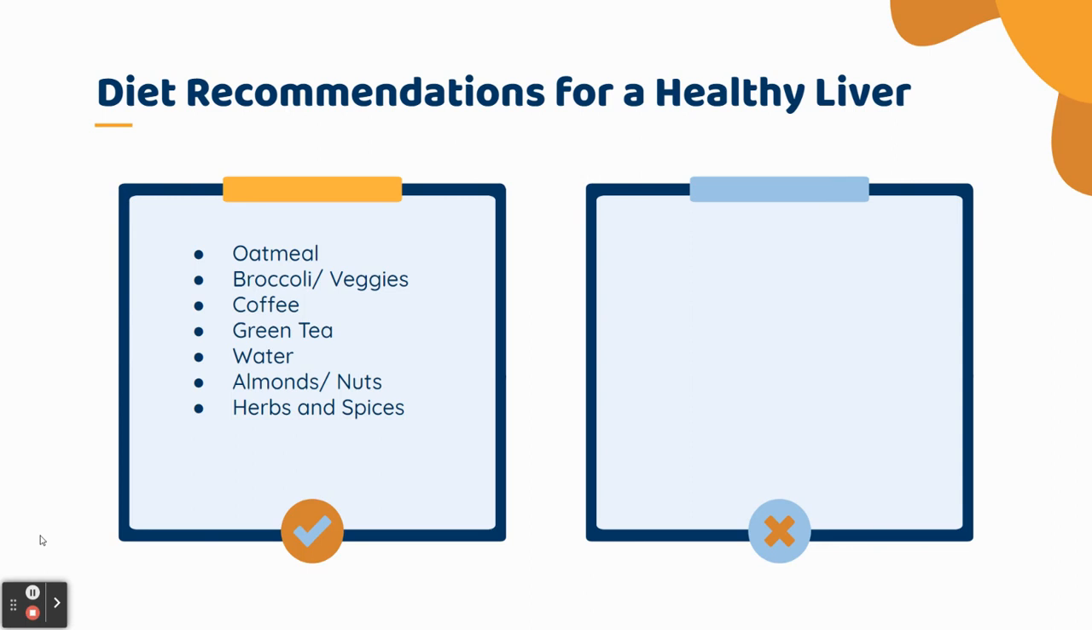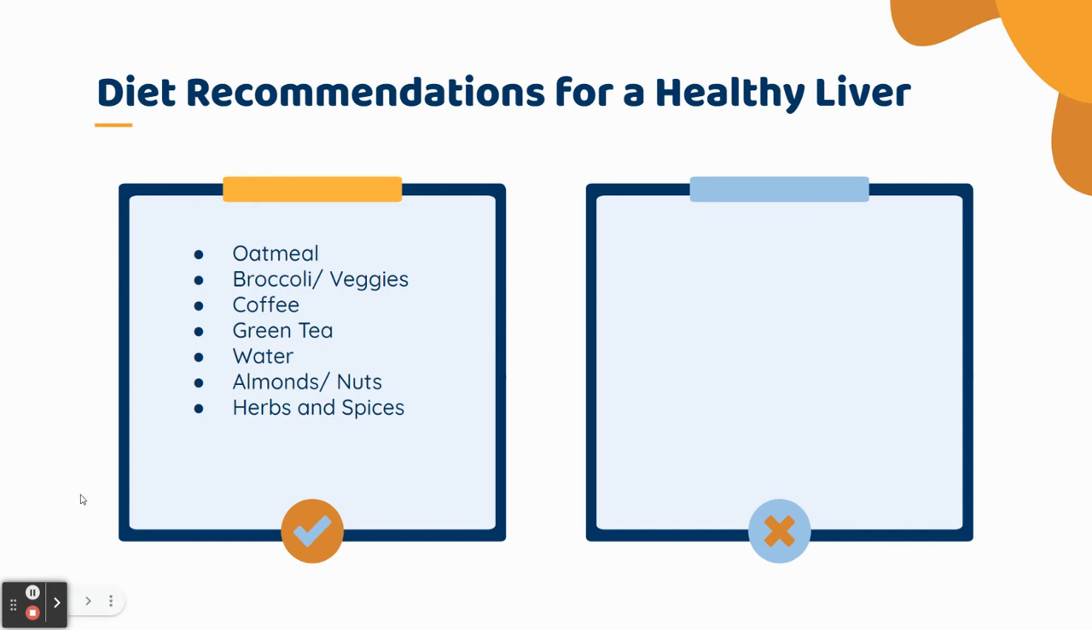Almonds and nuts are a great source of vitamin E. This vitamin E prevents fatty liver disease, which is another type of liver disease that we'll get into later in the video. Other foods that are healthy for the liver are broccoli, other veggies, green tea, water, a lot of water, and different types of herbs and spices.